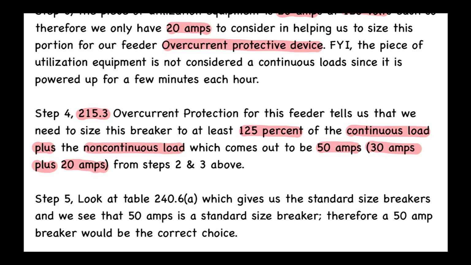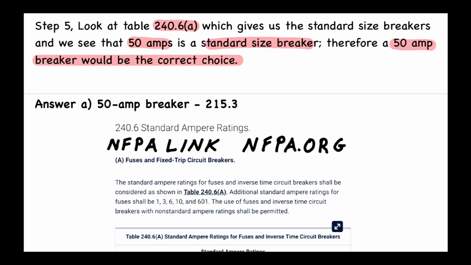So step number 5, look at table 240.6(A), which gives us the standard size breakers, and we see that 50 amps is a standard size breaker. Therefore, a 50 amp breaker would be the correct choice. So let's go take a look at table 240.6(A) together in our code book.